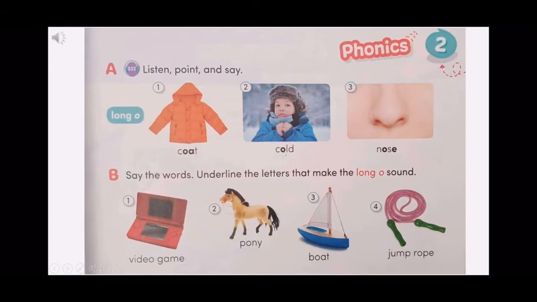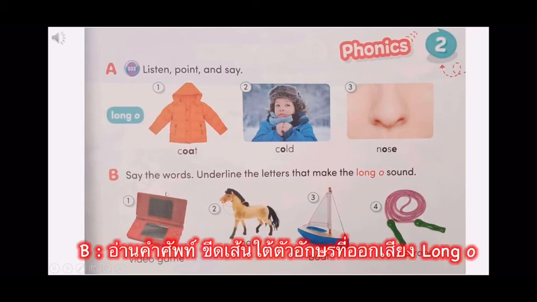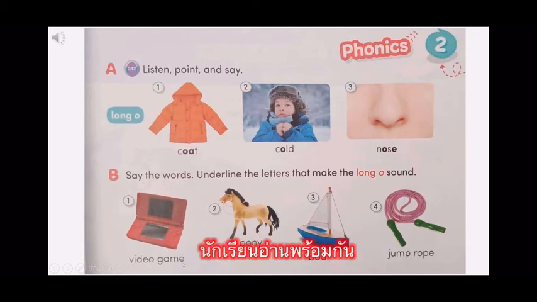Only one O in the word, it's a long O sound, and when the word ends with E with an O, the sound is long. Nose. Okay, letter B. Say the words, underline the letters that make the long sound. So you have to underline the letters that make the long O sound. So everybody read: video game.